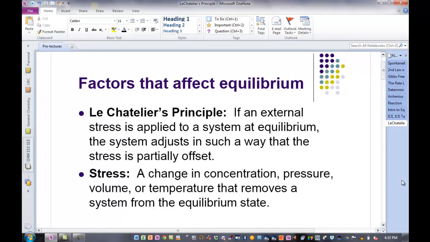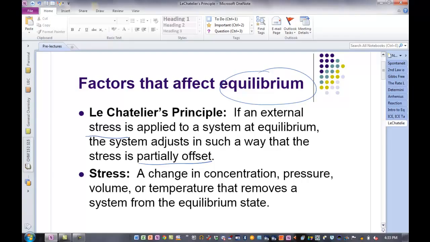So what we're going to look at is a system that's at equilibrium, and we're going to change it somehow. We're going to apply what we call a stress. So Le Chatelier's principle tells us if we apply a stress to a system that's already at equilibrium, the system will adjust in a way that will partially offset the stress. It can't completely remove the stress, but it's going to partially offset the stress.